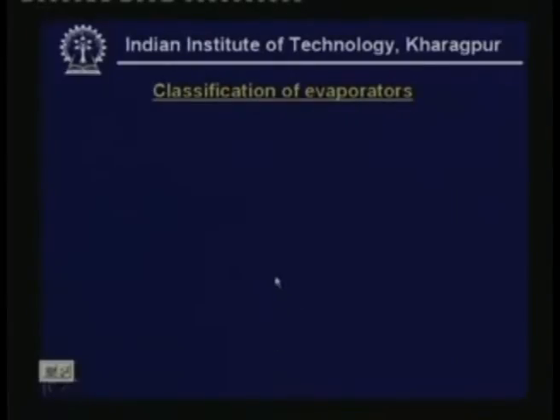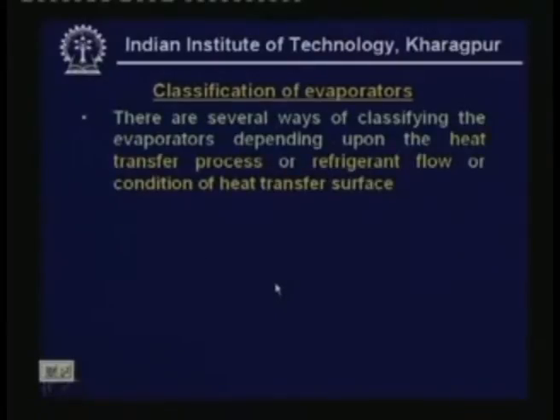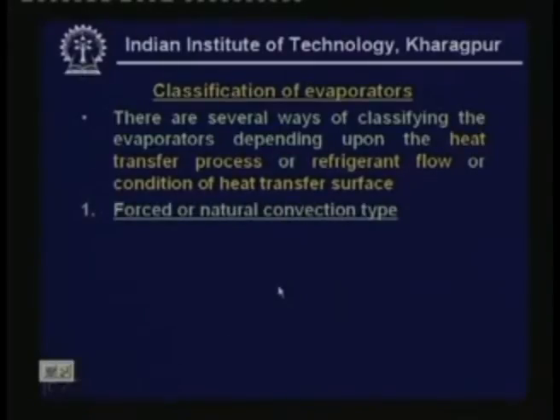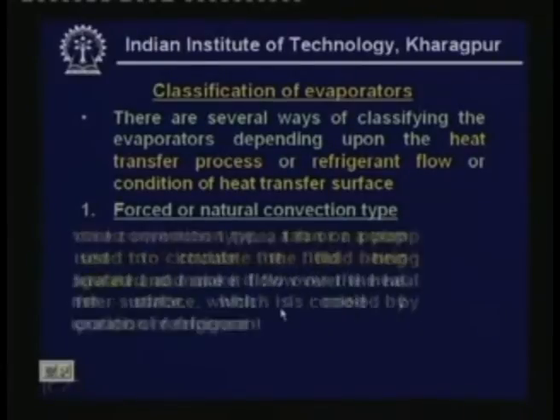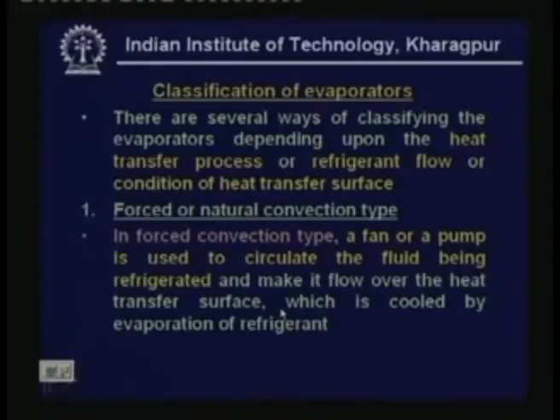In fact, you can classify evaporators in many ways. There are several ways of classifying the evaporators depending upon the heat transfer process, or depending upon the refrigerant flow type, or depending upon the condition of heat transfer surface, etc. For example, you can classify them as either forced convection type or natural convection type. And as you know, what is a forced convection type evaporator?